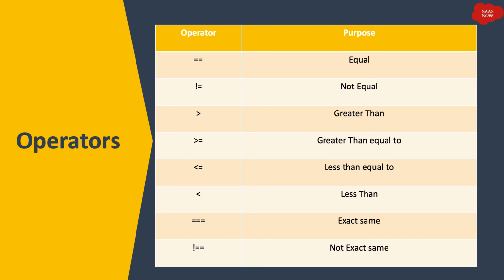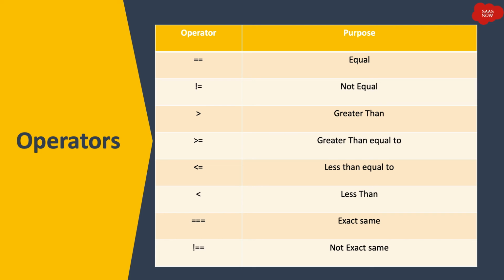You should remember these operators as these will be used in your daily scripting for ServiceNow. We have equal to, which will basically say whether one variable is equal to that particular another value or not.